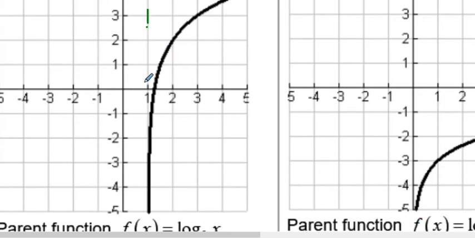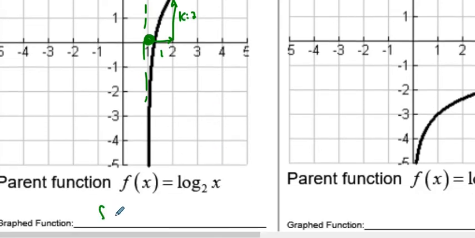So we start with the asymptote. The asymptote is h equals 1. And so then we go to our intercept and we say, okay, we already moved it forward 1. How far did we move it up? We moved it up 2. K is 2. And if you have the right base, that'll make sense. So this one will be f of x is equal to log base 2, x minus 1 plus 2.